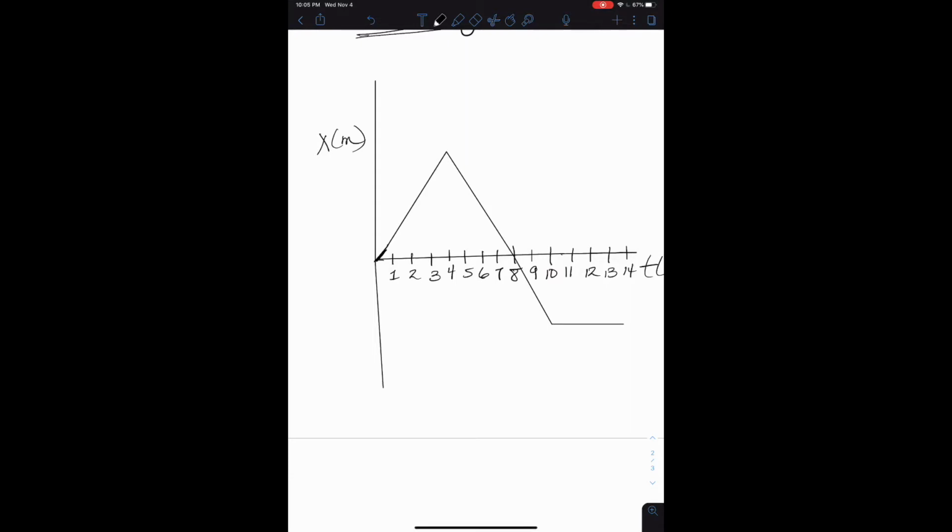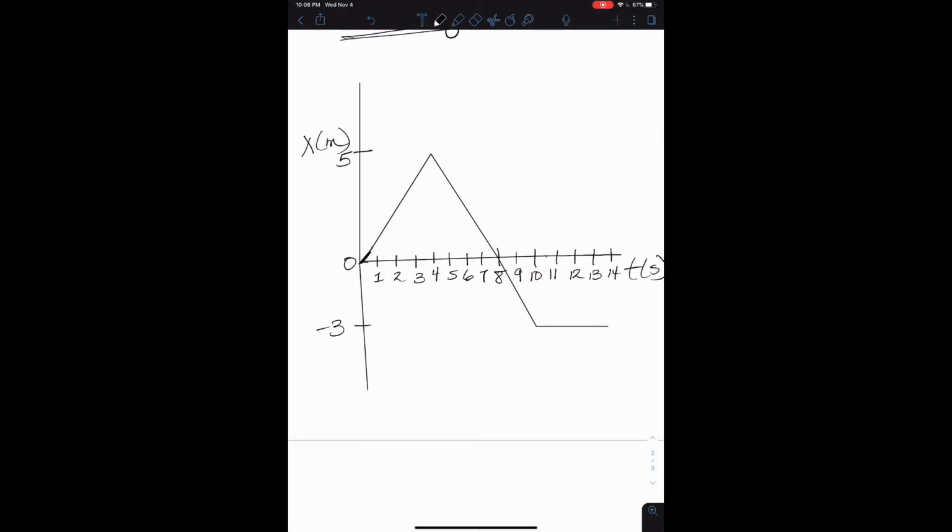Now, what are these positions? Let's just put some numbers here, and let's see if we can get away with this. We'll put 0 here. We'll say +5 here. We'll say down here, I don't know, -3. And we'll just try that. All right, something simple like that. Okay, so some "how far" questions.